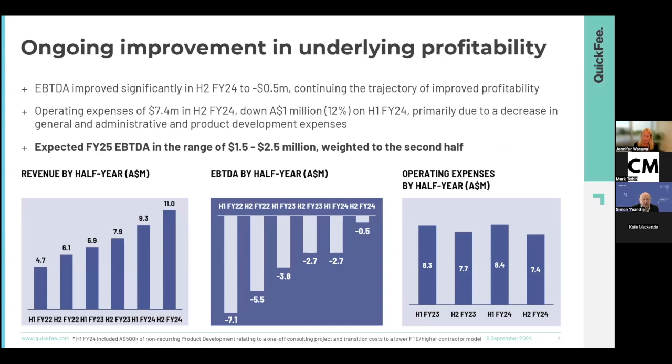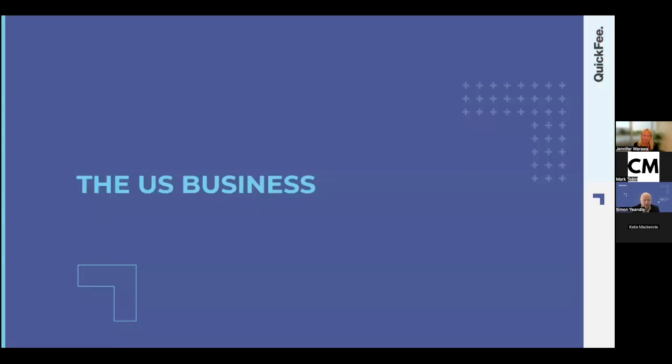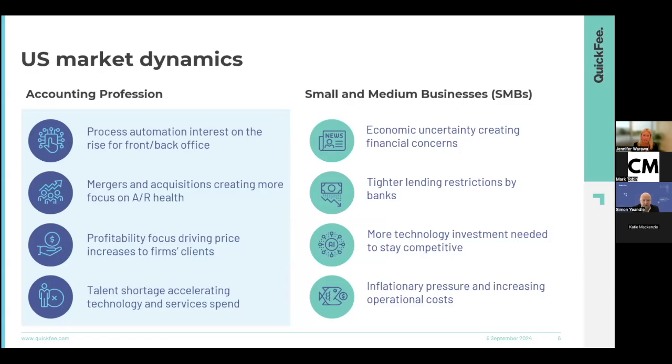We've reported a very encouraging track record of revenue growth half on half for the last 3 years, as you can see here, with EBITDA showing corresponding improvements, which gives us great confidence in being able to deliver a positive FY25 EBITDA, as mentioned. Now we're going to switch over and talk specifically about the US business. There are many market dynamics that are shifting and evolving in the US. So before I get into a snapshot of the US business, I thought it would be helpful to take a step back and level set on where the US market and particularly accounting is at.